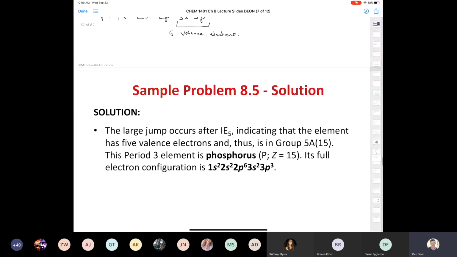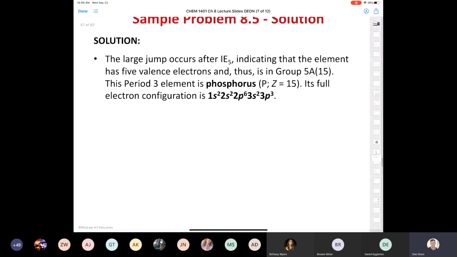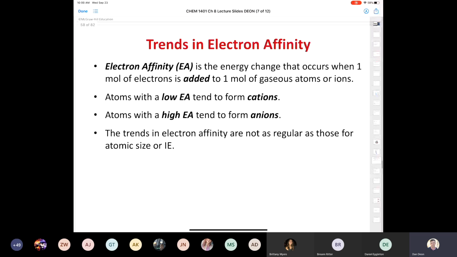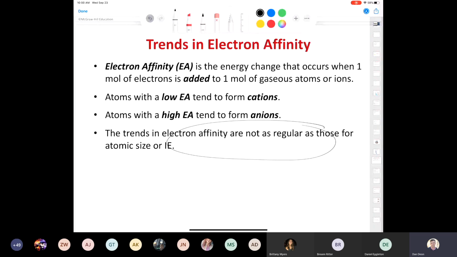All right. Okay. Element was phosphorus. Let's talk about electron affinity. Electron affinity is one of those ones. Yeah, I even say it right here. The trends in electron affinity are not as abundantly clear as they are in atomic size and ionization energy.